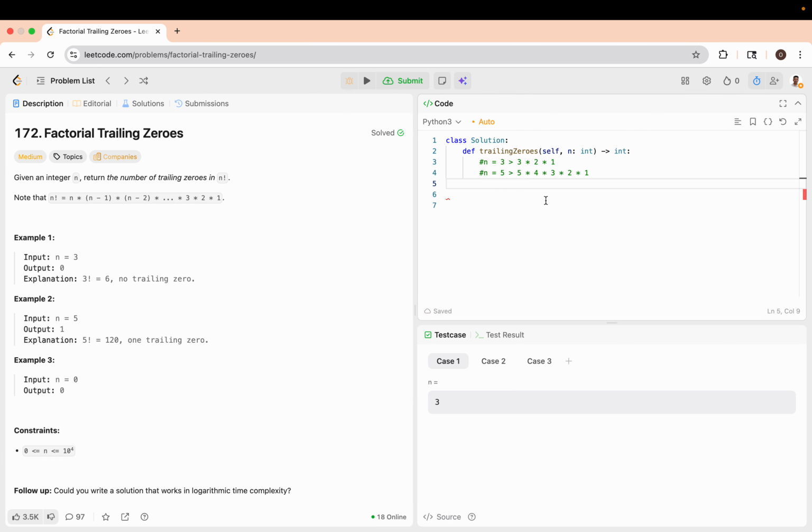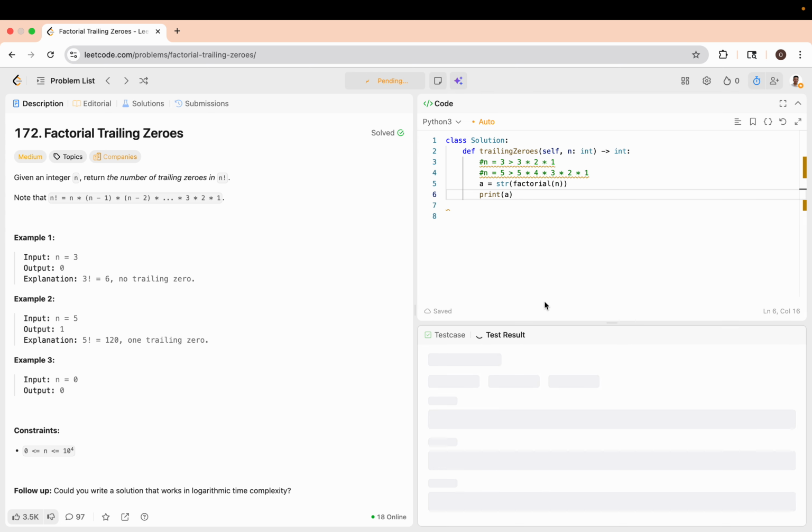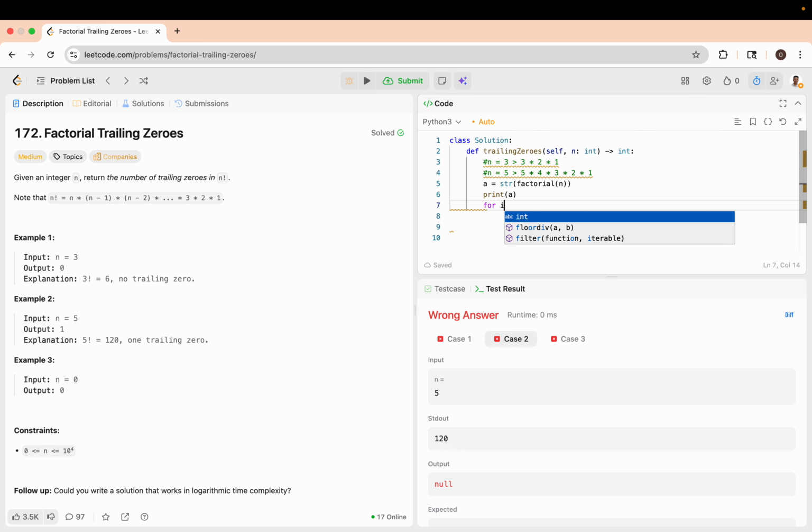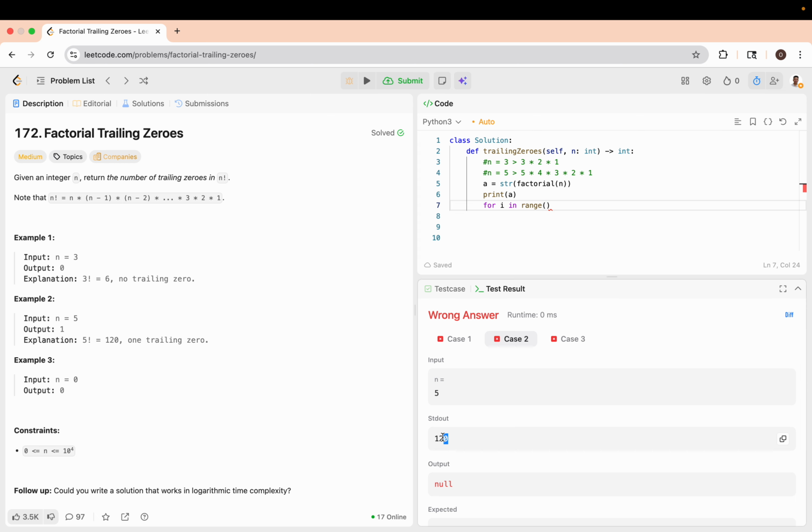And then there's a nice factorial function, so I just used factorial of n, and I turn it into a string because that way we can actually loop over it, and you can see this is actually a string now instead of an integer because of this. And then what I did was I just looped from right to left, because basically trailing zeros means from the end, like a solid chunk of just zeros from the end.